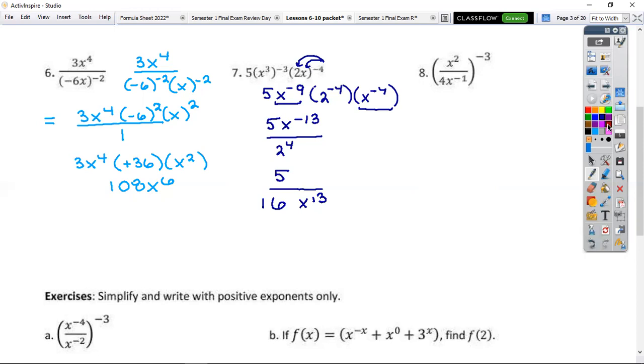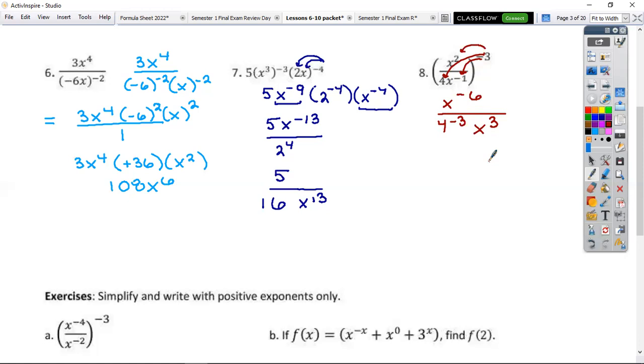Moving to 8. Again, I'm going to take this -3 and I'm going to distribute it everywhere first. To do that stuff, again, these complicated ones, you're going to want to show a little bit of work. It's too much to process in your head. This is x to the -6. This is 4 to the -3. And then this becomes x raised to the +3rd power because you multiply.